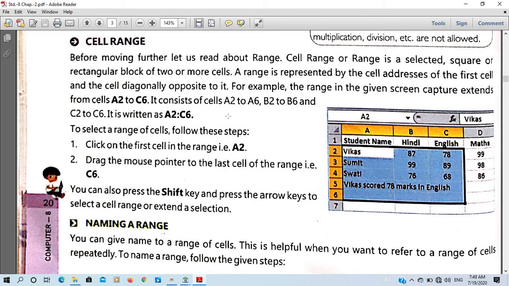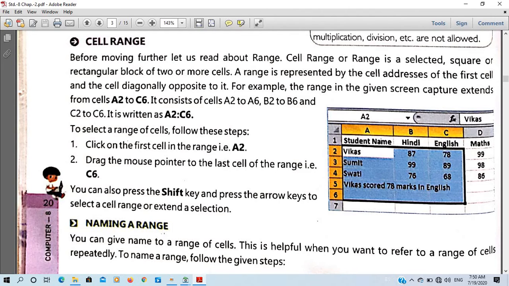So what did you understand: what is a cell range, and what is a range? This is a selected square or rectangular block of two or more cells, and a range is represented by the cell address. We write the address to represent the cell range, and the address you know very well.